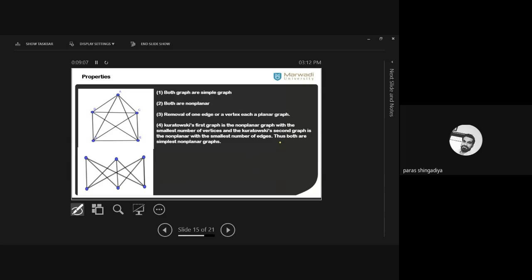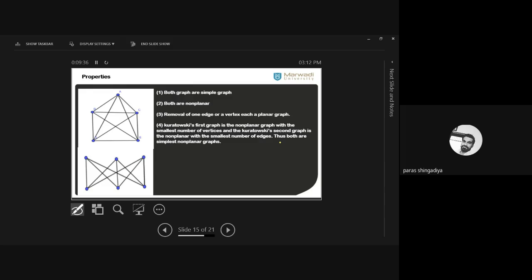Now there are some properties, for 1 mark short question and 1 mark MCQ part. We can consider MCQ from this one. Both graphs are simple graphs, because they are complete graph and complete bipartite graph, so we cannot include any loop and parallel edges. So both are simple graphs. Both are non-planar. There is no planar case.